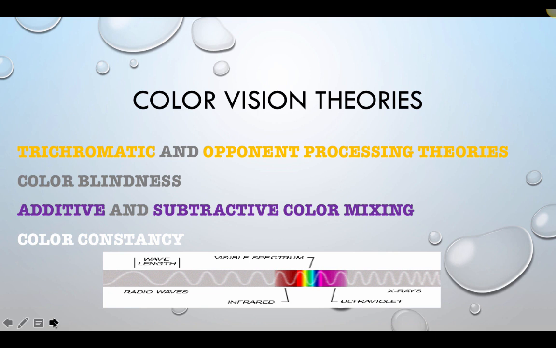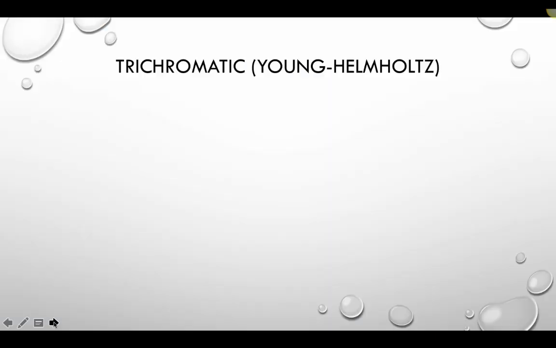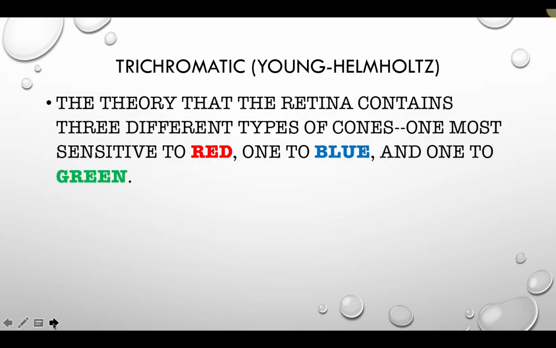So let's get started. We're going to talk about trichromatic theory first, and sometimes you'll see this theory referred to as the Young-Helmholtz theory of color vision. Trichromatic meaning three-color theory. And the trichromatic theory attempts to explain color visual processing as really beginning in the retina, in the back of the eye, in the layer of rods and cones. And we're going to be talking about cones today.